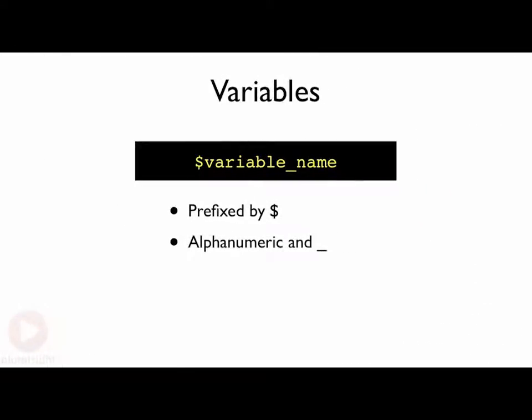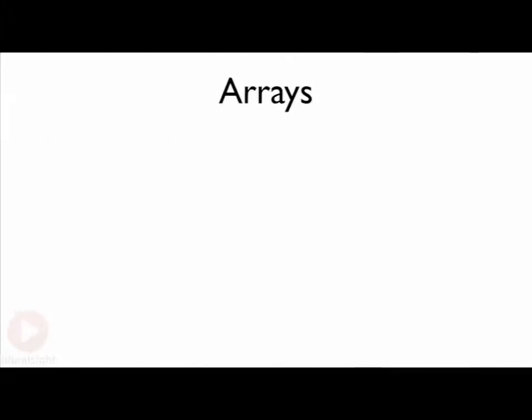Most simply, we have variables. Variables in PHP are prefixed with a $ sign, and all variable names can only have alphanumeric characters, that is, alphabetical letters and numerals, and underscores. There'll be two kinds of main data structures that we'll be using in theming. The first is arrays. Arrays are generally lists that map values to keys.